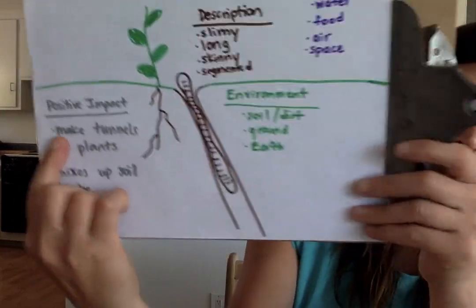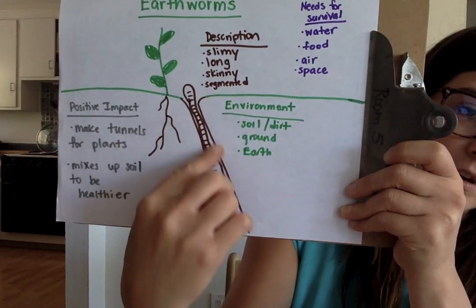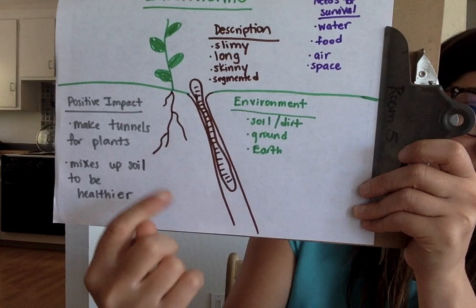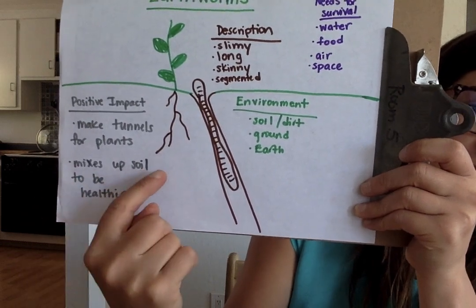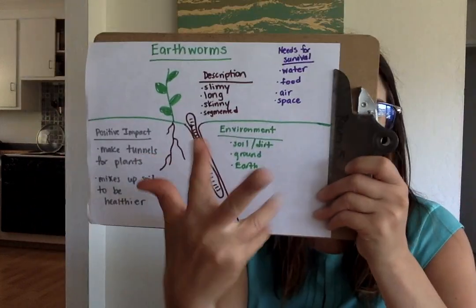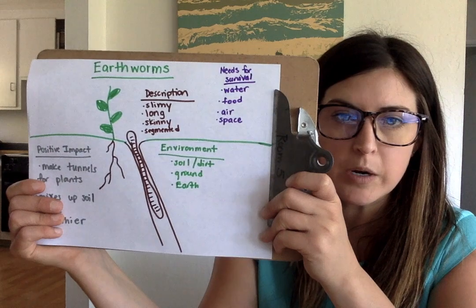So I wrote, earthworms have a positive impact. They make, what are these called? Tunnels for plants. And they mix up the soil to be healthier. They help the soil to mix up the vitamins and nutrients. So earthworms have a positive impact.